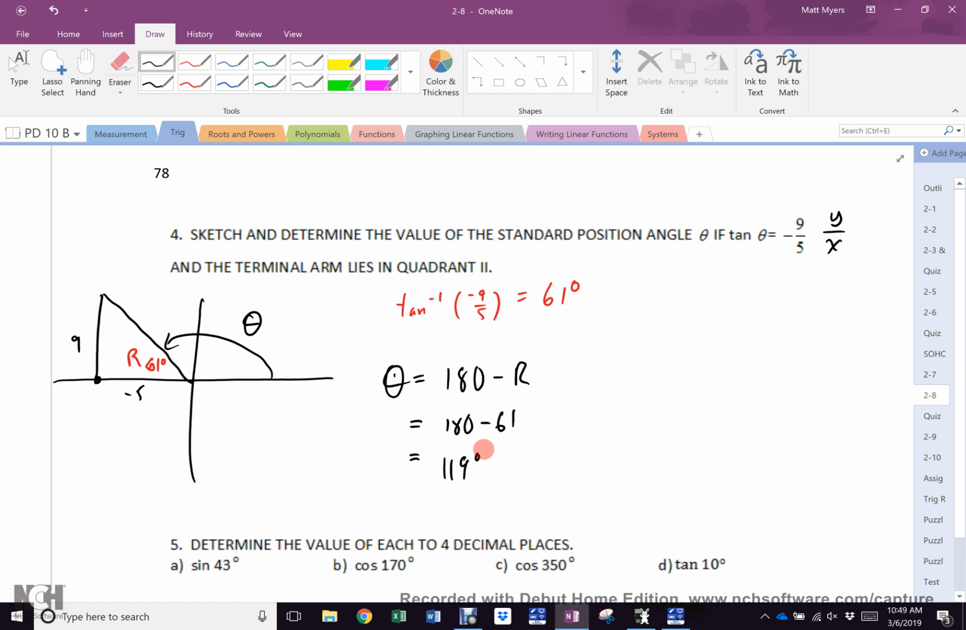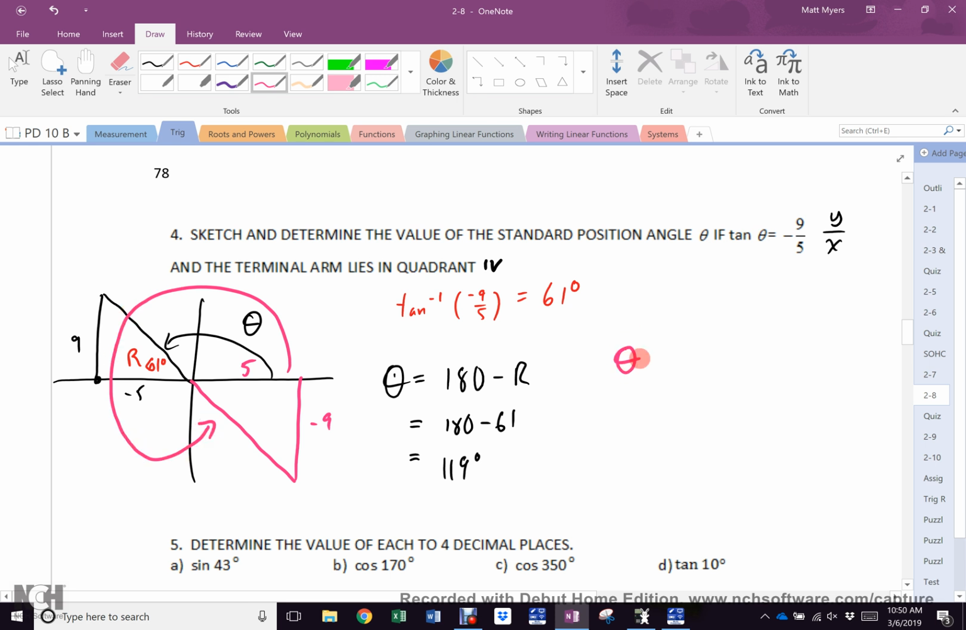Now, what if I changed this and this terminal arm lies in quadrant 4? Where would it be? Down here, making this what? Negative 9, and this what? Positive 5. What would be theta? 360 minus what? You already know this is going to be 61, so this would be 299.